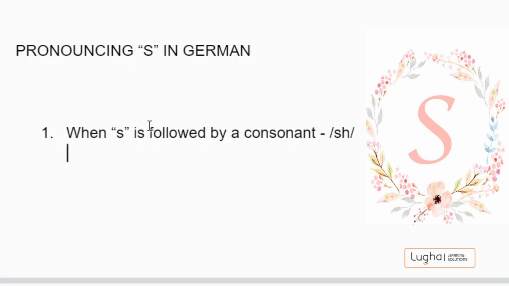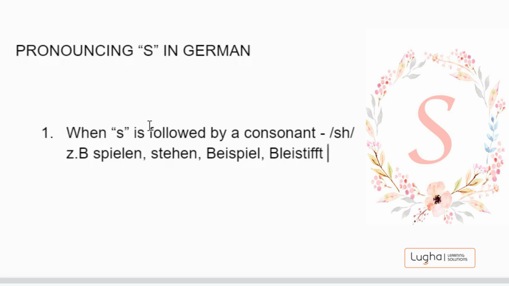Zum Beispiel, we have spielen, stehen, Beispiel, the word itself, Schief, and so on. Let me just add Bleistift. So if S is followed by a consonant, then we pronounce it as sh.